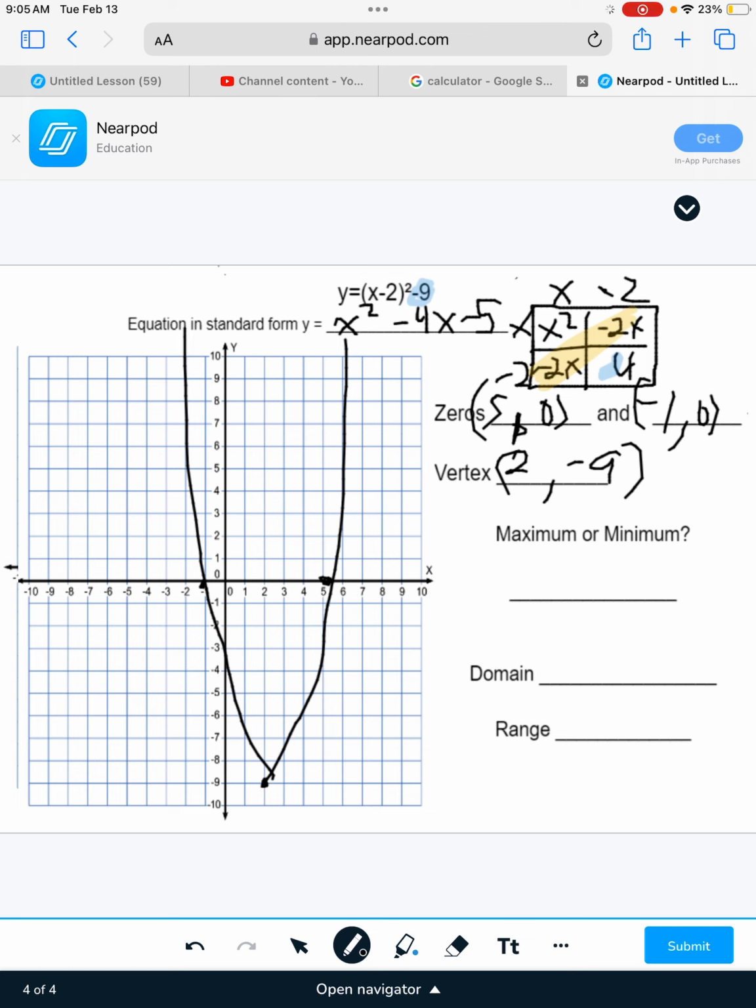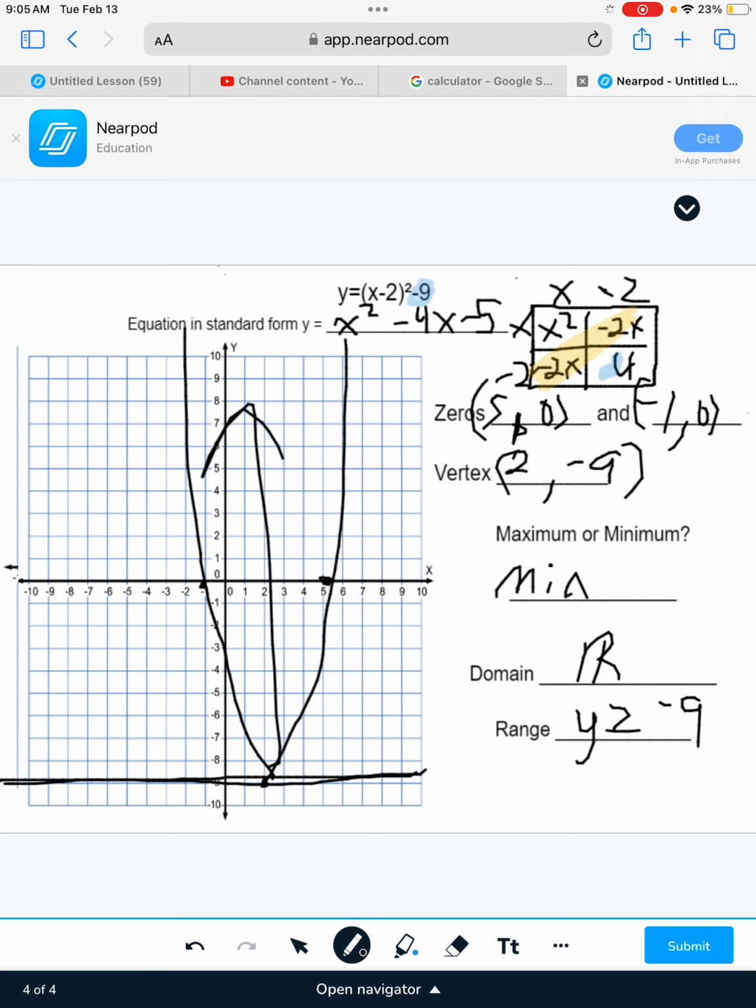This one again is a minimum because it is going to be working its way up from this -9 point here. My domain doesn't have any restrictions on how far it can go, so it is all real numbers. And the range, where y has to be greater than or equal to -9, literally just says, here's the boundary. I can be -9, but everything else I am has to go above it, okay?